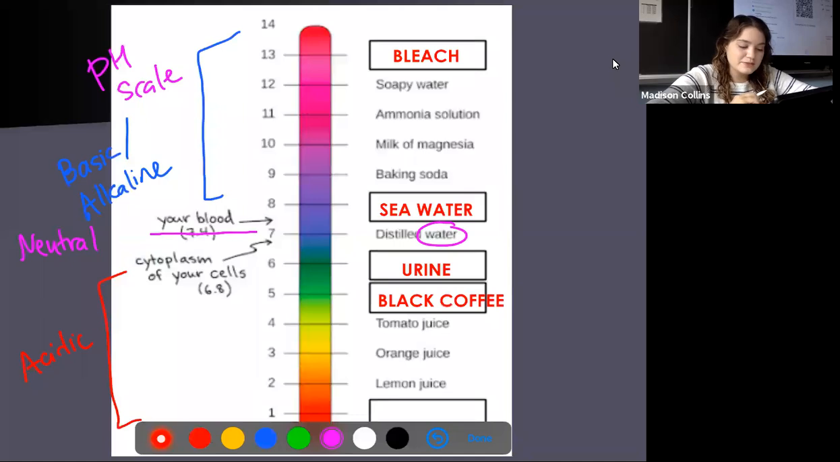Black coffee is going to have a pH of 5. So once again, it is pretty acidic. That's why if you drink too much coffee, the enamel of your teeth actually wears down.